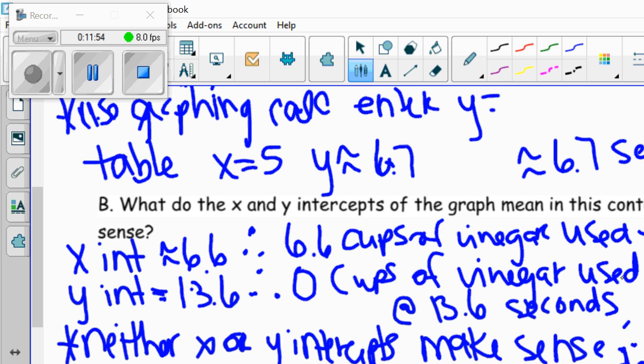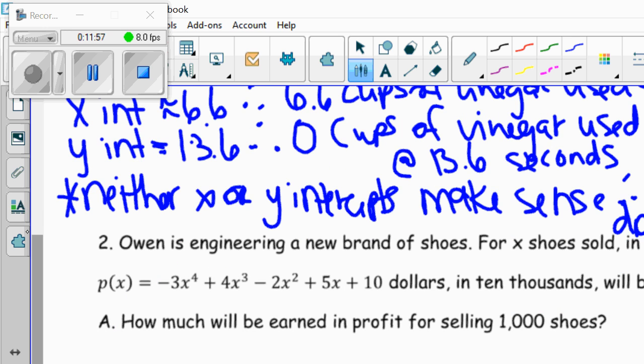All right, let's look at another one. Owen is engineering a new brand of shoes. For x shoes sold in thousands, a profit of P of x equals negative 3x to the fourth plus 4x cubed minus 2x squared plus 5x plus 10, in tens of thousands, will be earned. How much will be earned in profit for selling 1,000 shoes? Again, we're going to enter this into our graphing calculator. Go to the table value. And our x equals 1 because remember we said x shoes in thousands and this is 1,000, so x is going to equal 1. We find out that y equals 14.